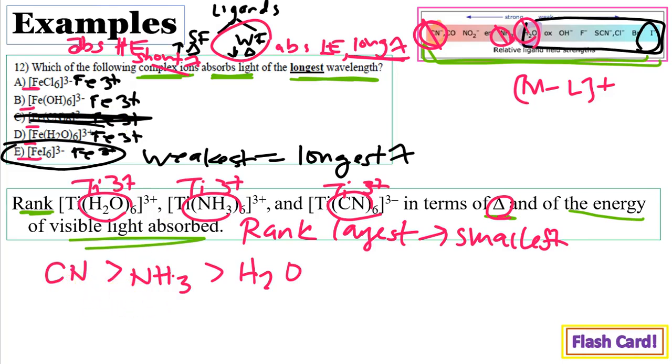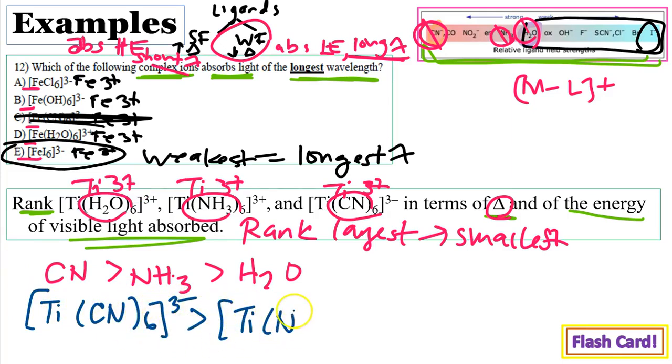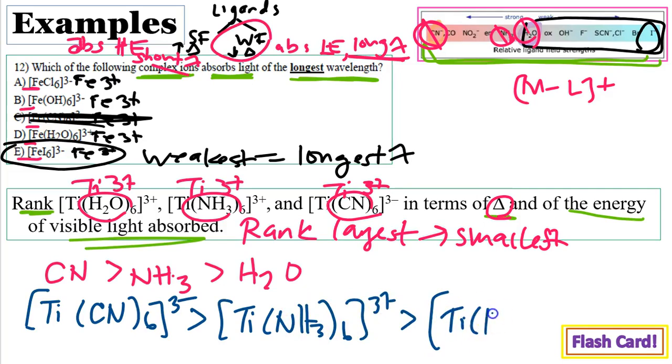Okay? So of course, to answer this question fully, we would just have to write down all of our complexes in this ring. So this will be [Ti(CN)6]3-, then it would be [Ti(NH3)6]3+, and then finally it'll be our [Ti(H2O)6]3+.